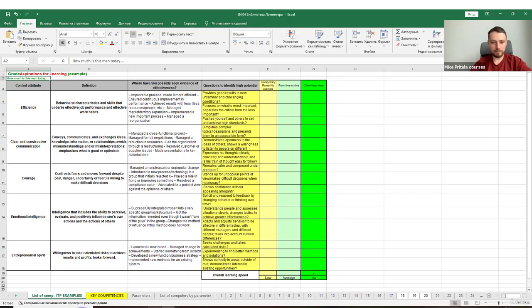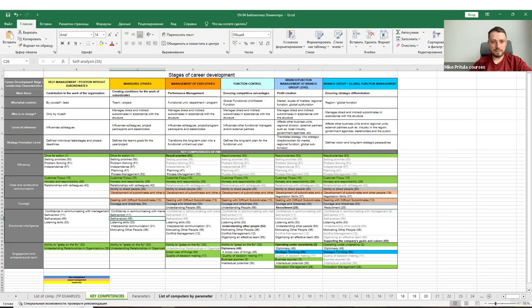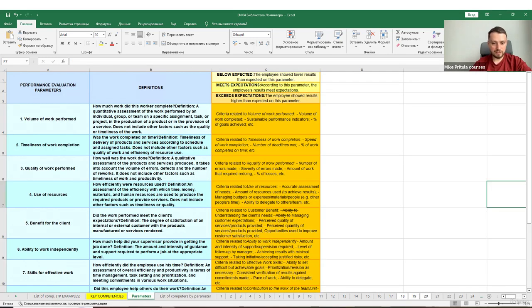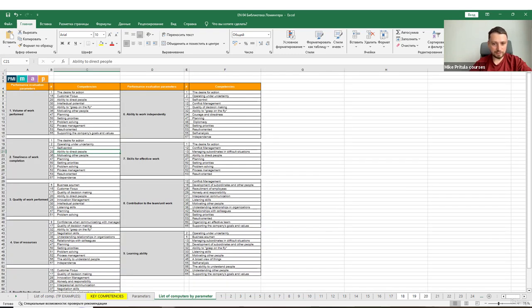So here's the Lominger library. We're zooming in. There are several areas, and there's a description of each area and a list of competencies for each area. This is an example. These are the parameters. Here's a list of competencies by parameter, and then the competencies themselves.